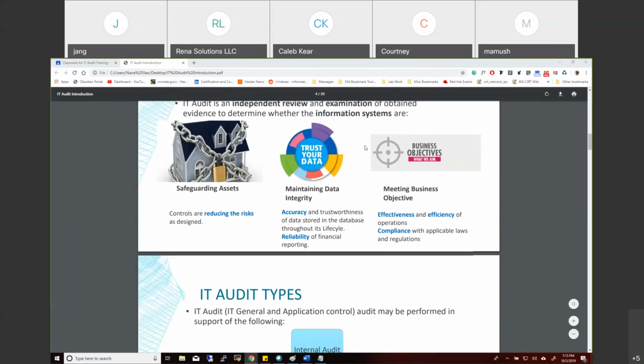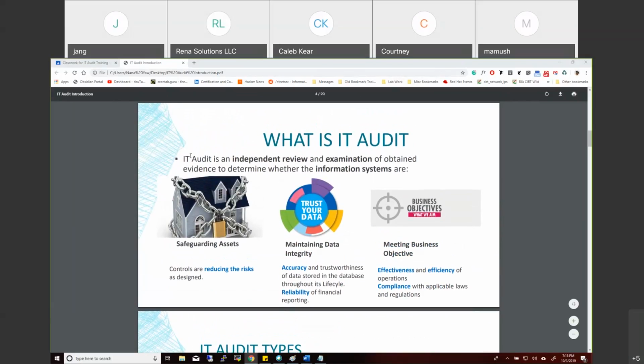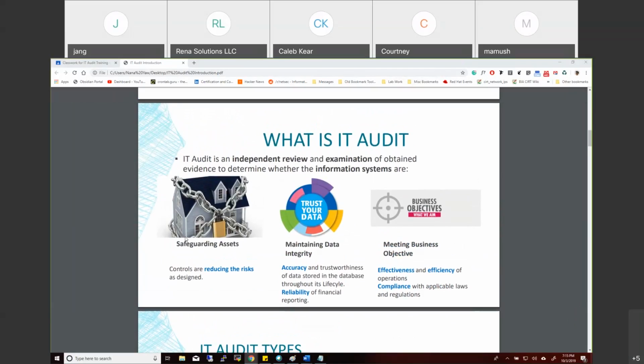So what is IT audit? By this time, you should know what IT audit is, but if you're still not clear: what we do as IT auditors is independently review, test, or examine evidence that we get out of a system to determine if the system safeguards assets. When we talk about assets in IT audit, assets can be information or data coming out of the system. Assets can be money.